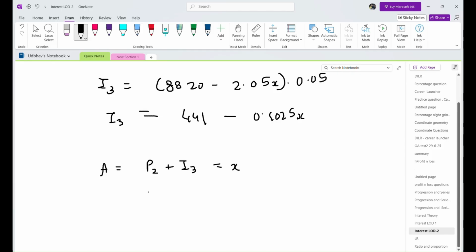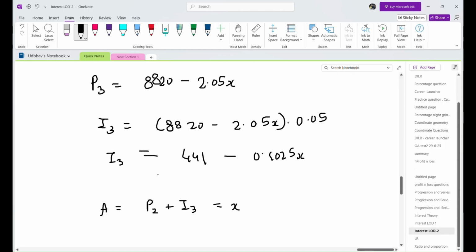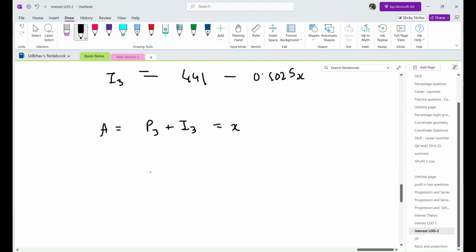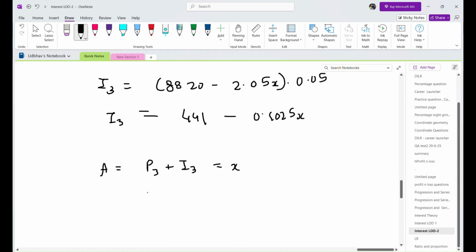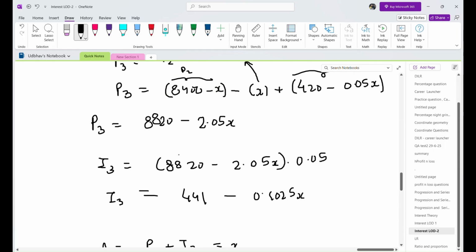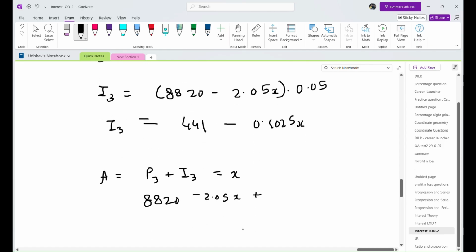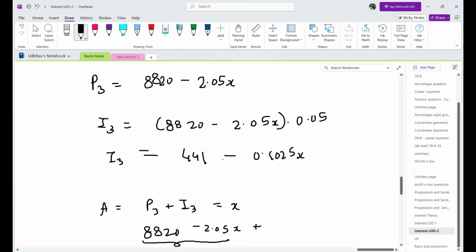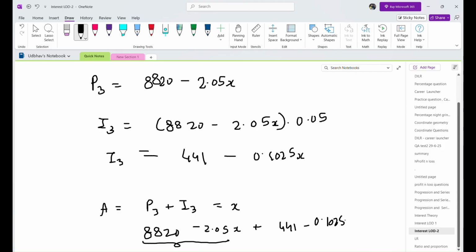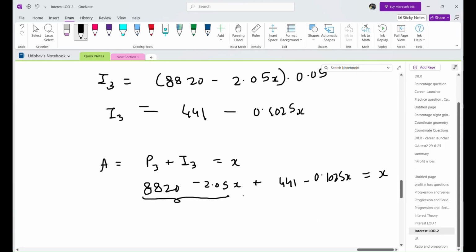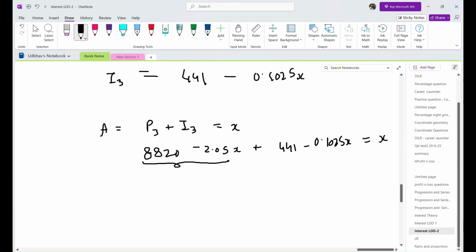So what is P3? P3 is 8,820 minus 2.05x. This is one term. And what is I3? We calculated this, 441 minus 0.1025x, and that should be equal to x. So from this equation, if we find out the value of x, what will we get?